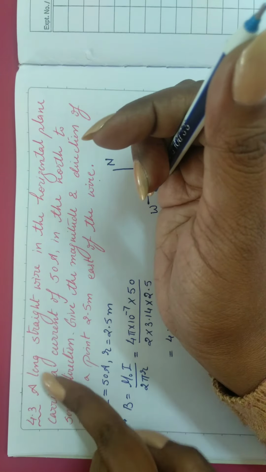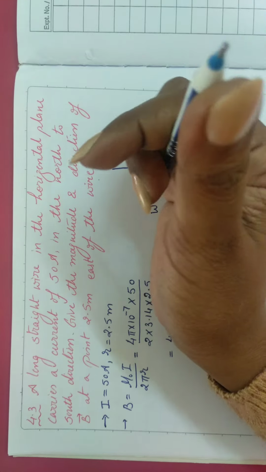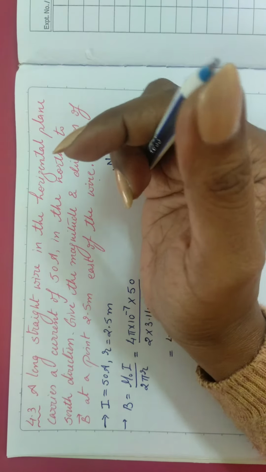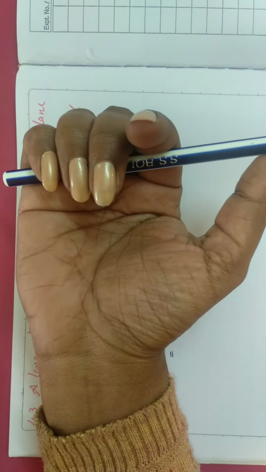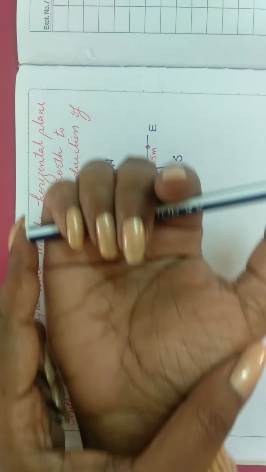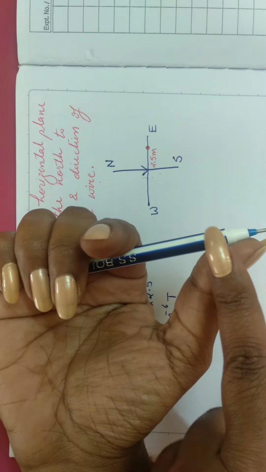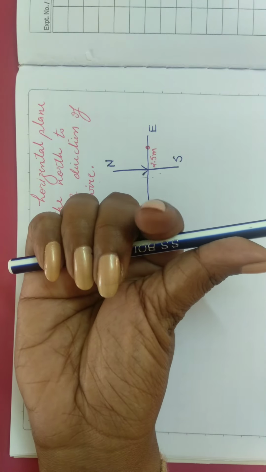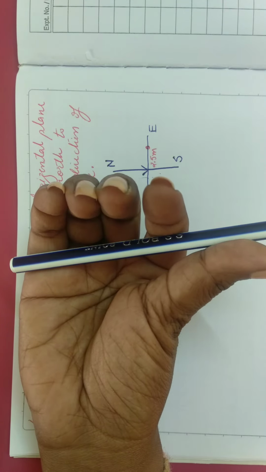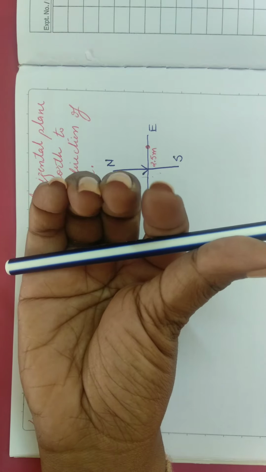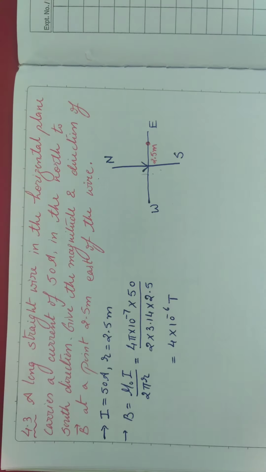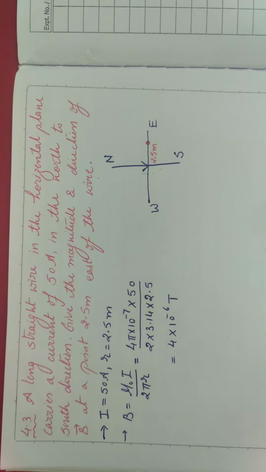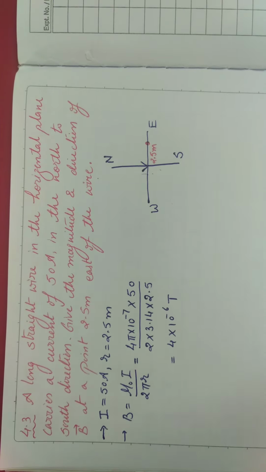But also you can see that the straight wire is along the horizontal plane. So if I align my hand in horizontal plane like this, you can see that this end is north, this end is south. So now my thumb is along the direction of current. Just see my fingers on the eastern side. They are coming out of the plane of the page like this. So the direction of magnetic field is vertically upwards, coming out of the plane of page.